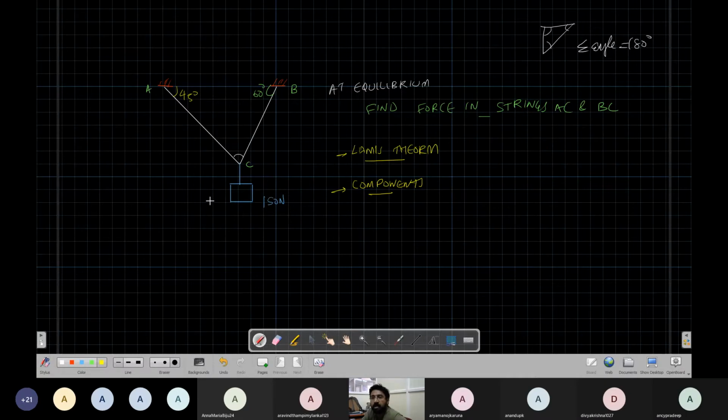Now, just solve here. If anybody is able to solve this, tell me. I'll give you 5 minutes. Try it. If somebody has an answer, you can raise your hand. If you have some idea to solve this, you can tell me, because it may take some time for you to solve. You have to assume the strings to be massless. Strings are massless.